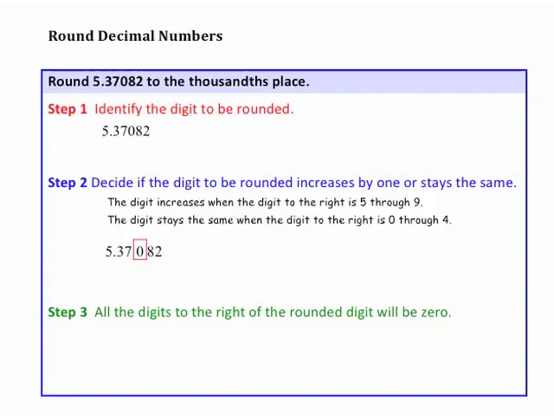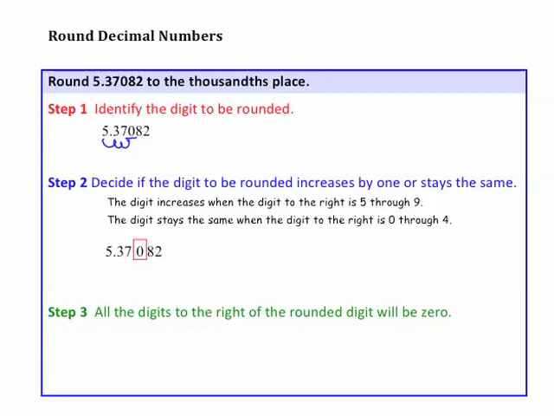Round decimal numbers. We're going to start by taking a look at a step-by-step example on how to round a number. We're going to round 5.37082 to the thousandths place. Step 1 is to identify the digit that needs to be rounded, which in this case, since they're asking us to round to the thousandths place, is the digit in the thousandths place. So we start at the ones place and count our way over. Tenths, hundredths, thousandths. So that 0 is in the thousandths place. So that is the digit we're going to round.